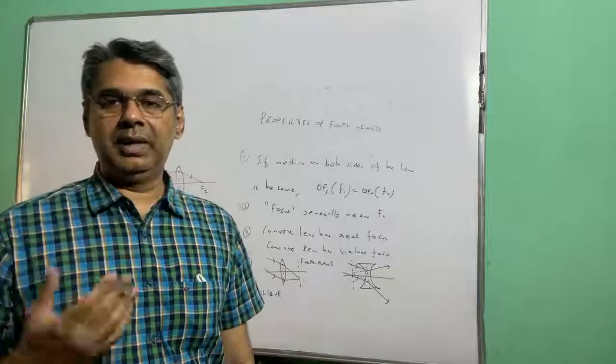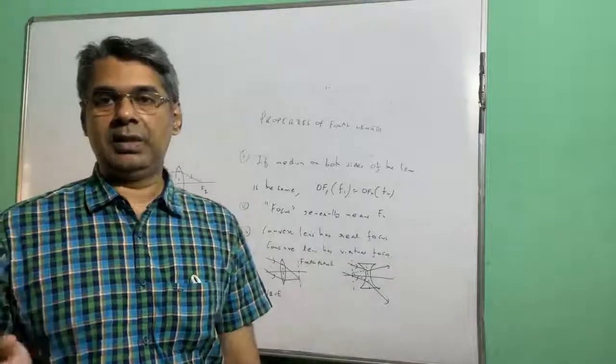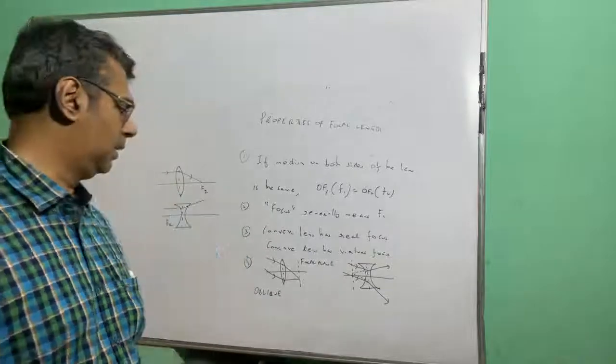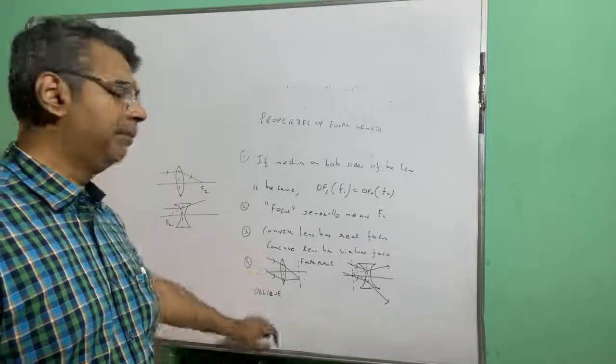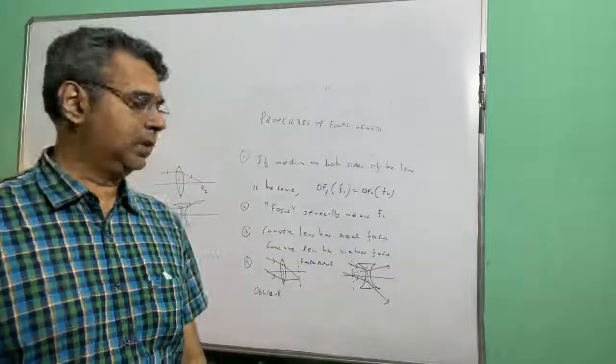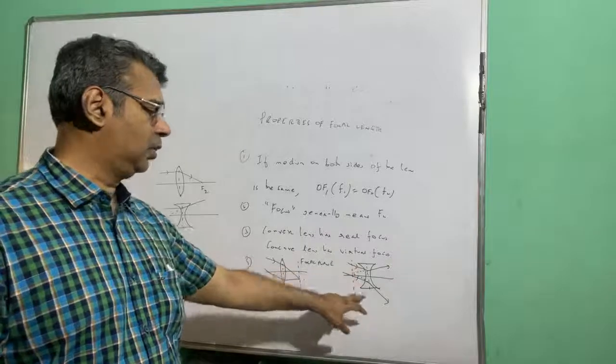But rays may not be parallel to the principal axis. They may be parallel to each other, but they may not be parallel to the principal axis. They are called oblique rays. So notice these two rays are parallel to each other, but they are not parallel to the principal axis. They are called oblique rays. And similarly here, these two are oblique rays.